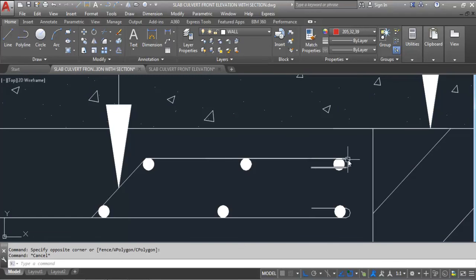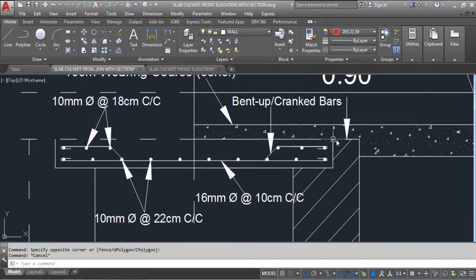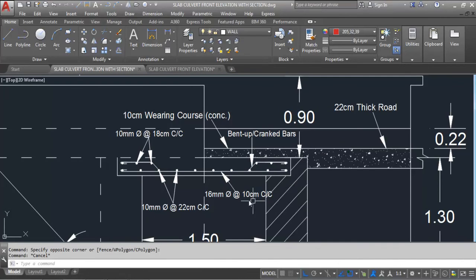Now this is the hook. You can keep it 90 degree also, but I have prepared the hook here. Now this is 9D. So one side 9D, another side 9D, total 18D. Now how will we measure 9D? I'll show you.